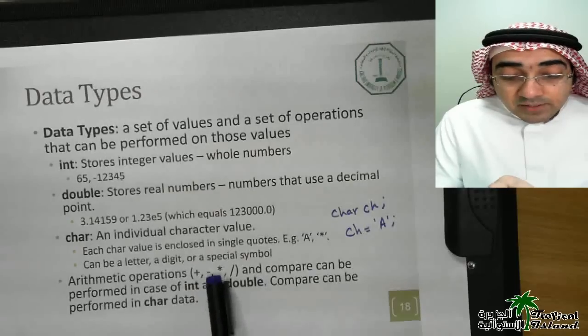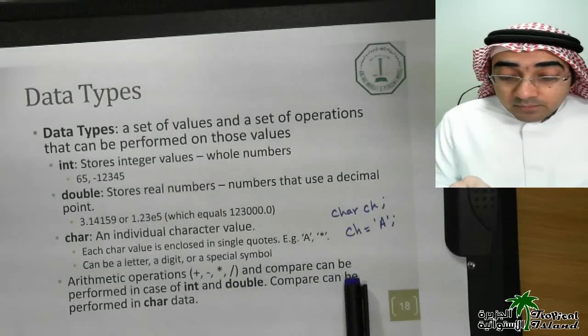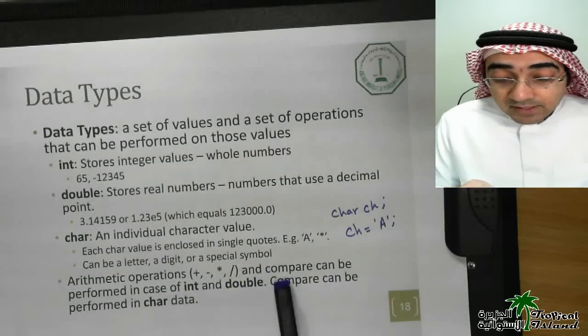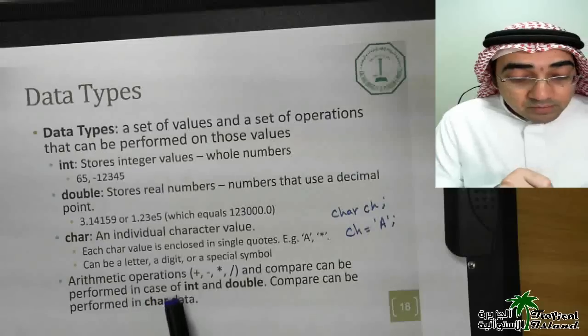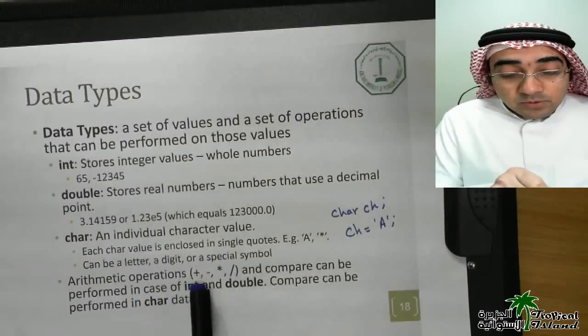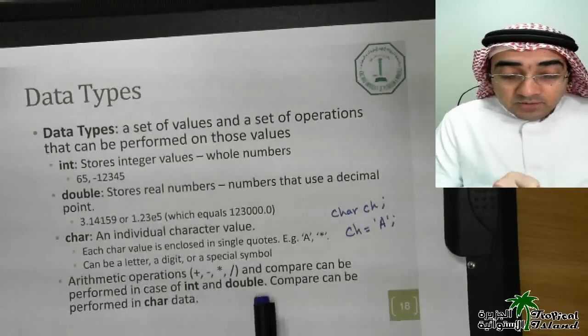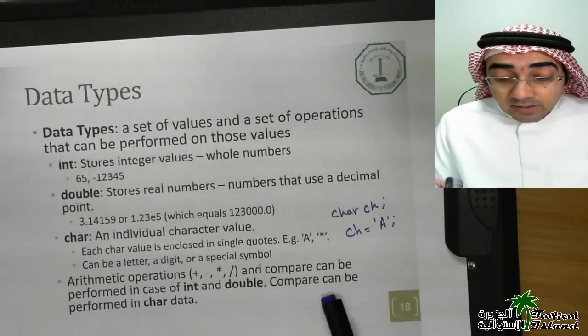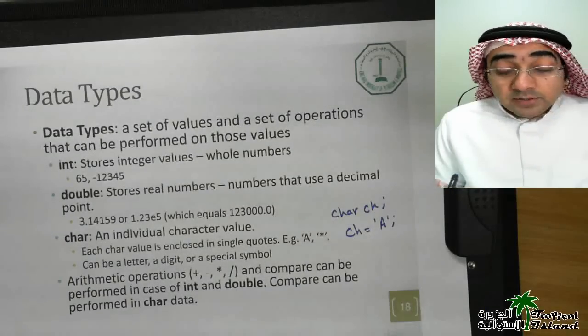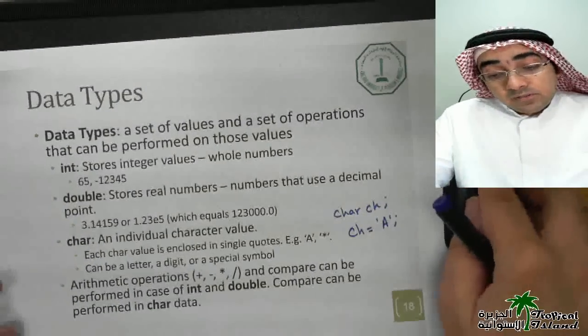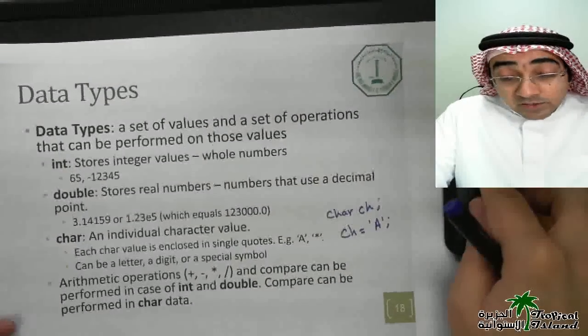Arithmetic operations, plus, minus, multiply, divide, and compare can be performed in the case of int and double, okay? So you can do addition, multiplication, division, subtraction, and compare in the case of integer and double. Compare can be performed on character data also, okay? So you can actually compare and also add character data, okay?